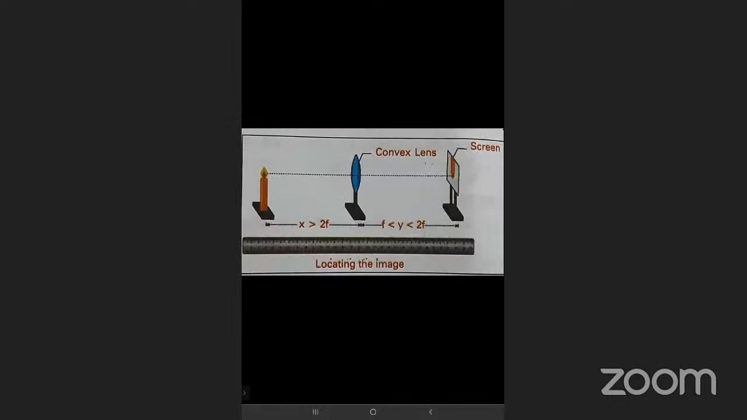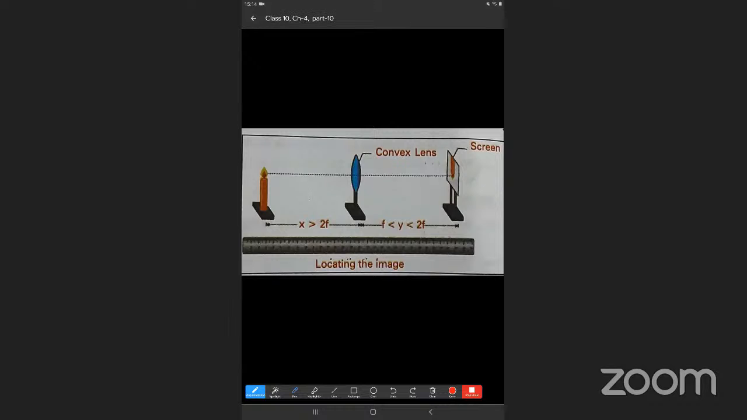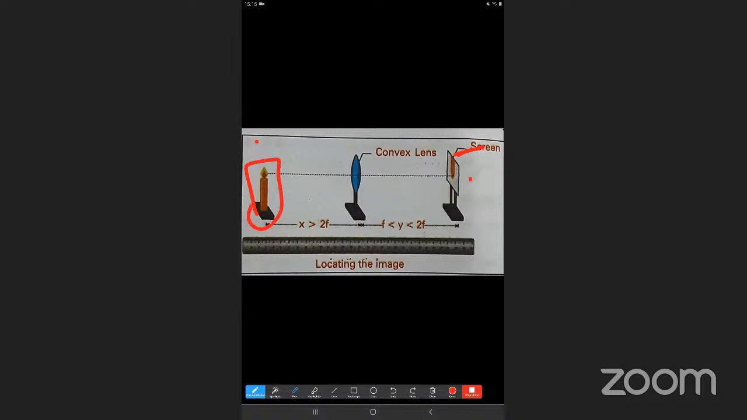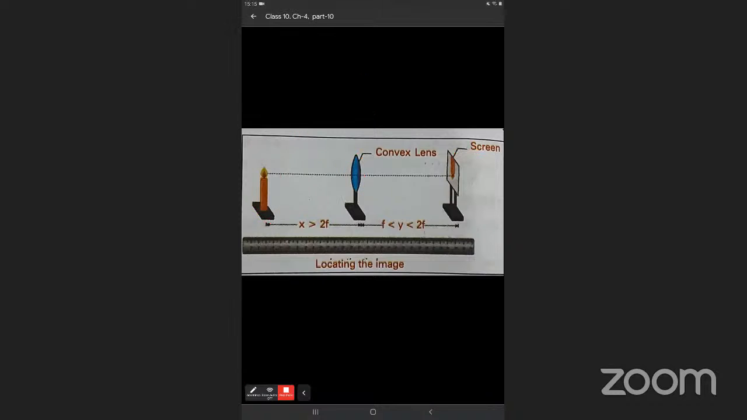Now, here, this is a convex lens, right? So this is a screen here. This is a screen. Now this is the object here. Candle is the object. So now we are going to measure the object distance and image distance from this lens, and we are observing the types of images formed by this convex lens now.